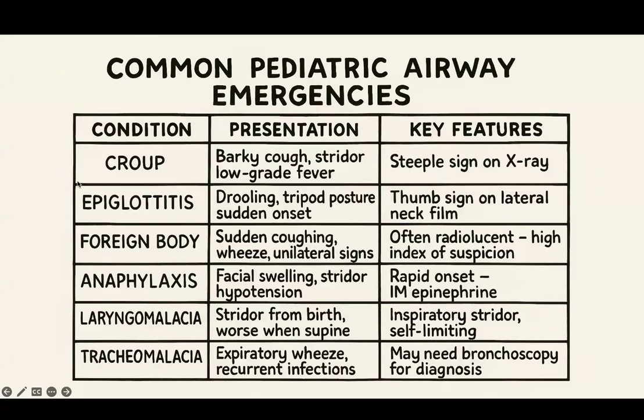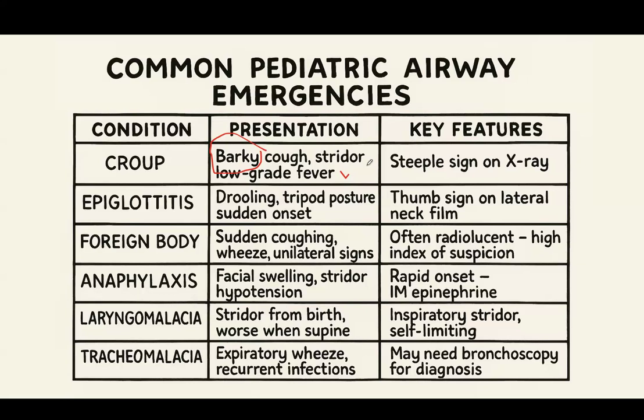Common pediatric airway emergencies: for example, viral croup. They have a barky cough, as if you have a dog in your house, and stridor with lower grade fever. Always remember lower grade fever. Croup is usually due to a virus. It happens mostly at night, and sometimes it responds well and sometimes it can be nasty. They have the steeple sign on X-ray. You can Google it and remember it.